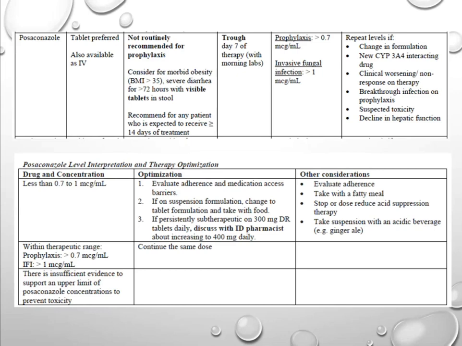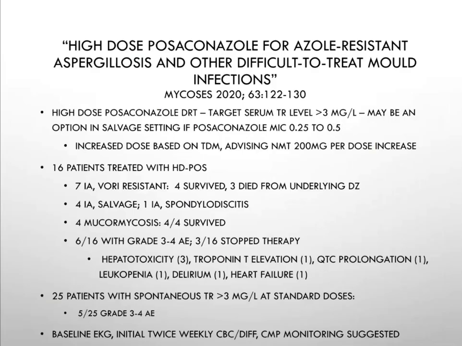We want a trough level, although it's not as critical as with Voriconazole to get an exact trough level because of the longer half-life. For prophylaxis, greater than 0.7; for invasive fungal infections, greater than 1. So we will occasionally need to bump up someone's dose from 300 milligrams a day to 400 milligrams per day. Rarely is any higher than that necessary, unless we're treating a particularly challenging case and we want to push our Posaconazole concentration to 3 or higher.